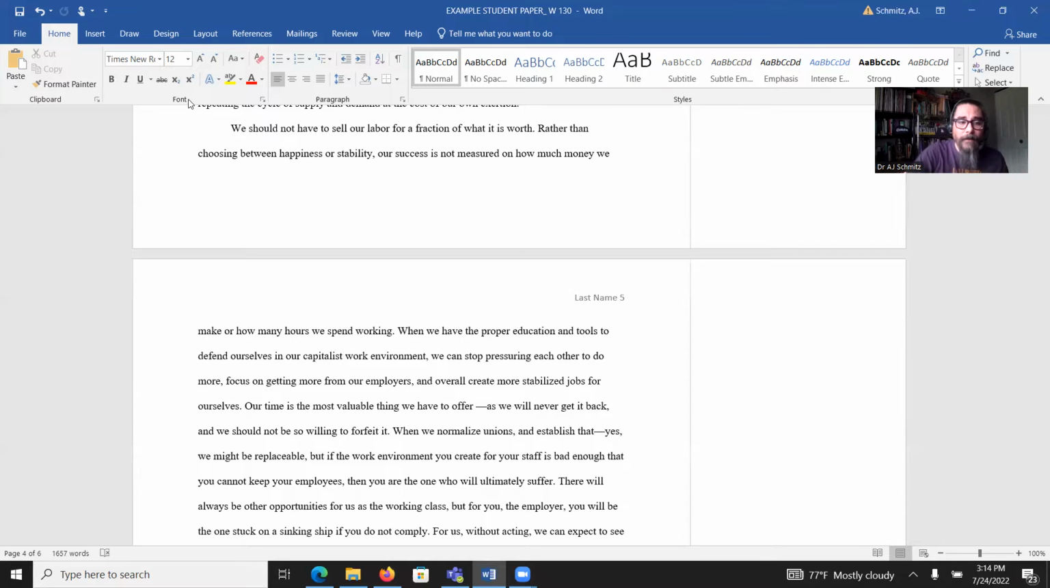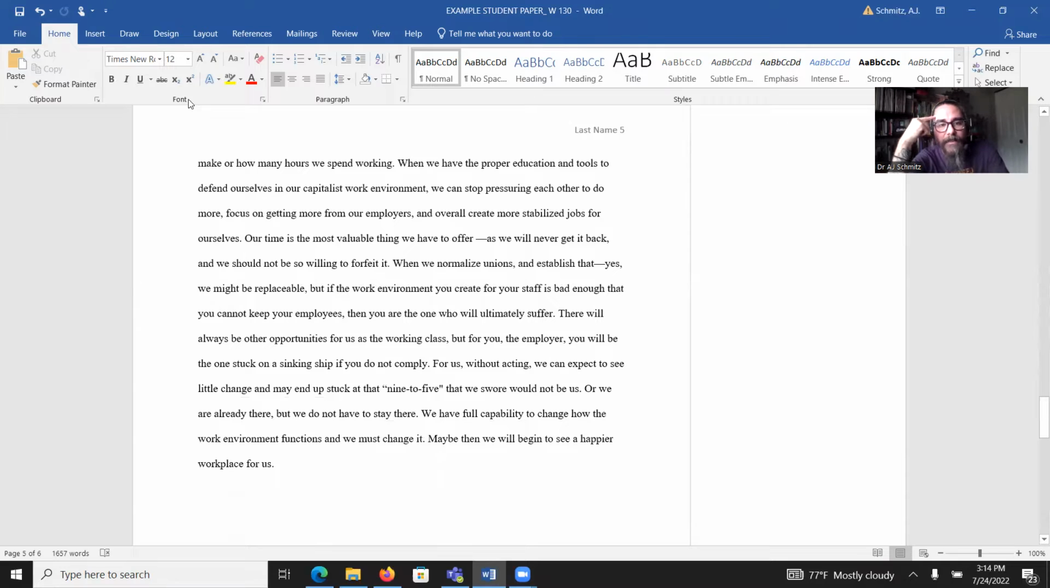It's not looking back. There will always be other opportunities for us as a working class, but for you, the employer, you will be the one stuck on a sinking ship if you do not comply. I don't think they talked about a ship at all because we're looking forward. We have another meal to think about. The ship might be a different example. And that's the thing, we can look forward to another meal, not backwards at the one that we just ate. This conclusion, my friends, does not repeat itself.